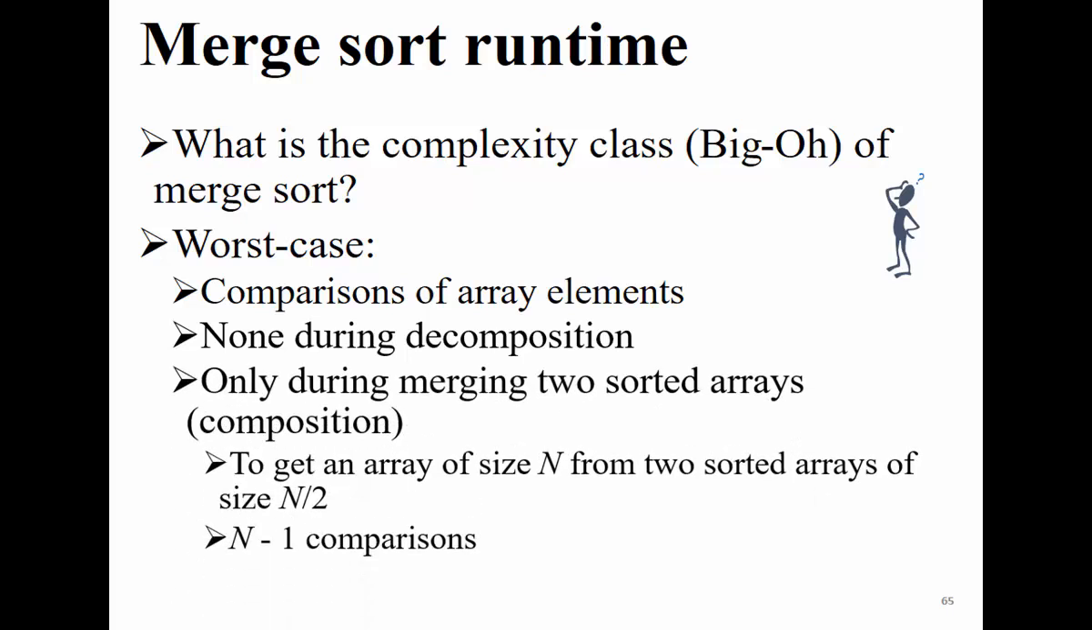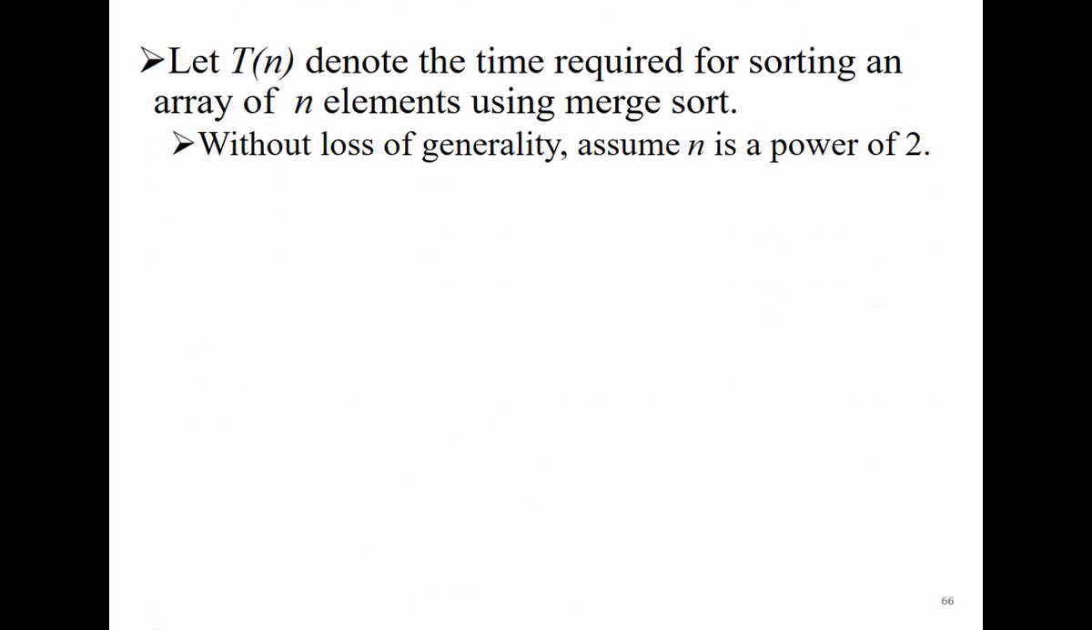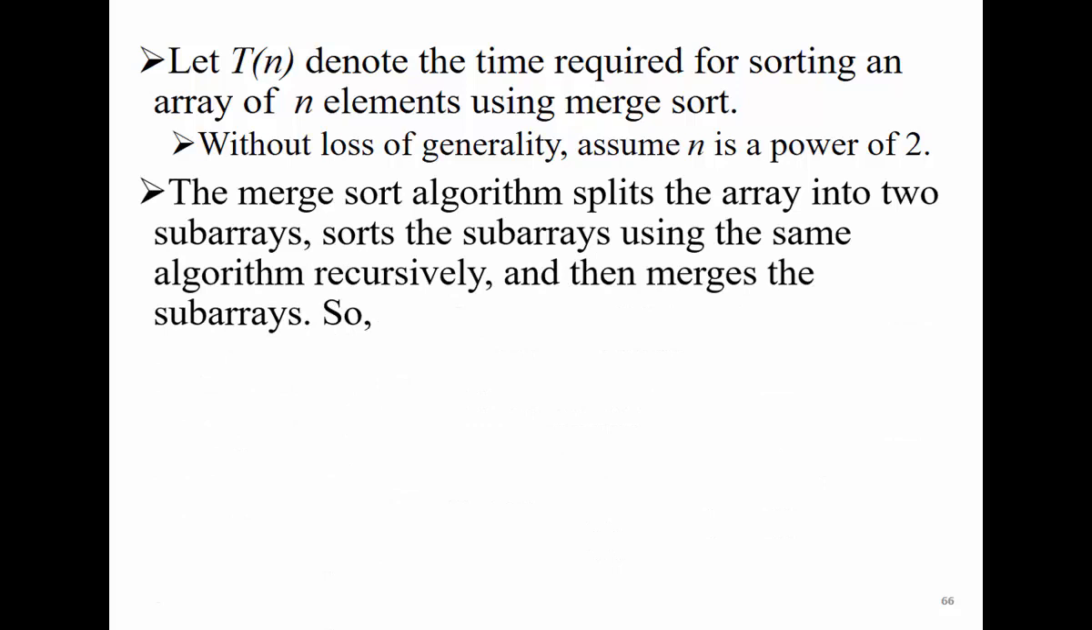When you need to merge sort this array, you need to do the comparisons. So if the array size is n, from the two sorted arrays of size n over 2, you need n minus 1 comparisons. So if the front array is sorted with size n over 2 and the tail is sorted n over 2, then you need n minus 1 comparisons. Let us assume, without loss of generality, that n is a power of 2. So the merge sort splits the array in two halves and then calls recursively to do the merge.